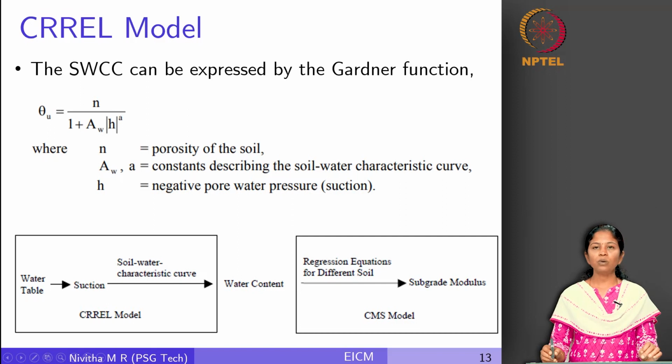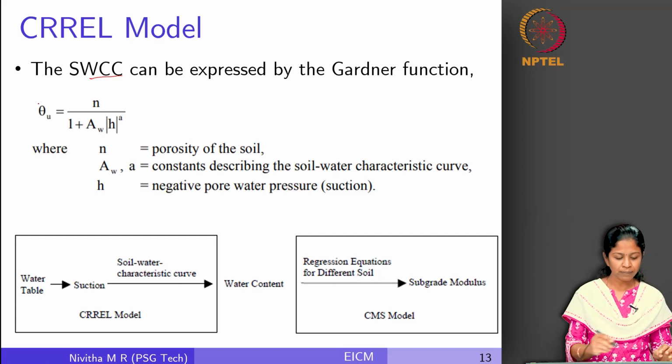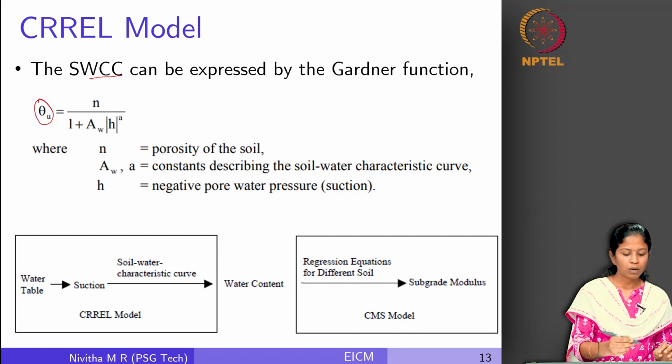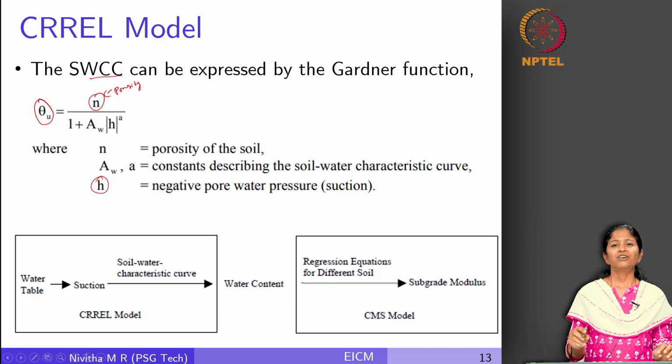Now, this soil water characteristic curve, we have seen the trend lines in the previous lecture for different kinds of soils. So, this is how the soil water characteristic curve can be explained in the form of an equation. This is the water content. It is a function of the porosity of the soil, right. There are some constants which describe this, and then the negative pore water pressure, right.